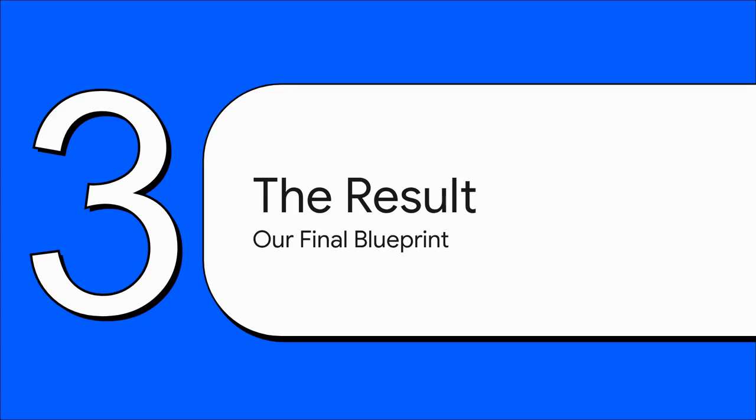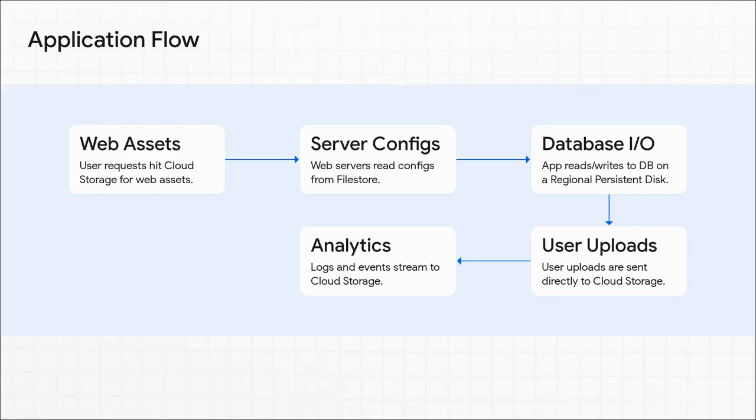So, after all of that, what have we actually built? Let's put all these pieces together on the board and take a look at our final system architecture. And there it is. See how every piece has its own distinct job? Cloud Storage is handling all the public content and also collecting all the raw data. Filestore is managing the internal server configs, and that high-performance, super resilient regional persistent disk is powering our critical database. It's a really clean, purposeful design.